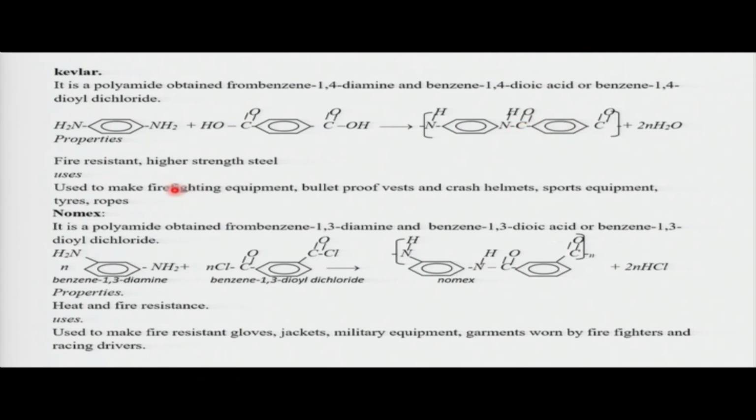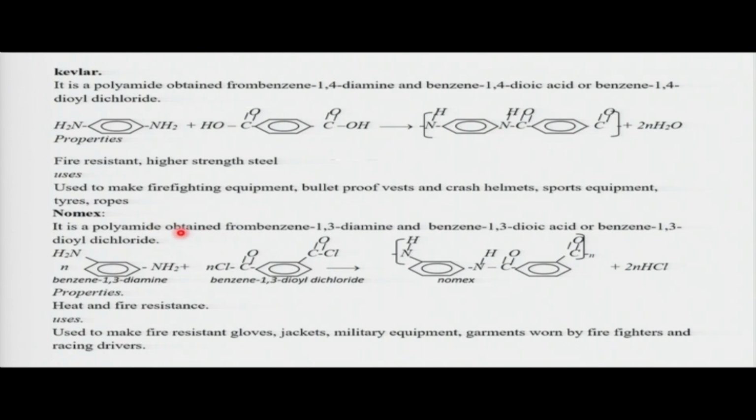Kevlar. So Kevlar, properties of Kevlar, we said is known for its fire resistance and higher strength, meaning it has a higher strength than steel. Like last time I told you that it is 5 times stronger than what? Steel. So it is used in making of firefighting equipment, making of blade proofs, making of bulletproof vests, making of crash elements, sports equipment, tires, and ropes, as we are going to see.